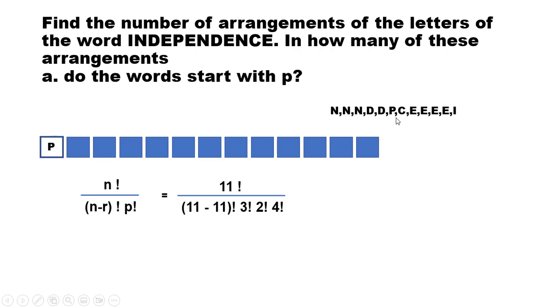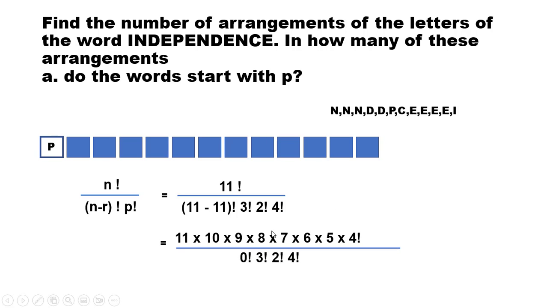P has already been used, so we cannot use that. So we are using 11 of it at a time. And 11 factorial divided by (11 minus 11) factorial times 3 factorial, which refers to 3 n's being here, and 2 factorial referring to 2 d's that are here, and 4 factorial, which is for these 4 e's that are available here.